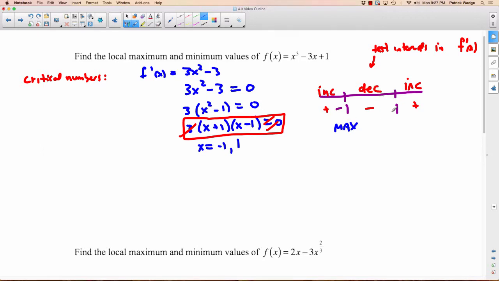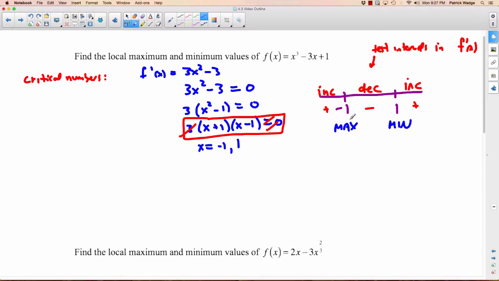And then it goes from decreasing to increasing. Decreasing to, oh, at 1, there must be a minimum. We've done it. We've found the maximum. We've found the minimum. Now, let's say we want to know the value of the maximum. I know there's a maximum at -1, but I want to know how big the maximum is. So how are we going to figure that out?